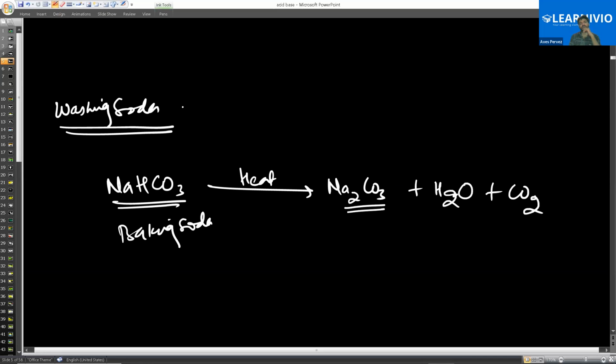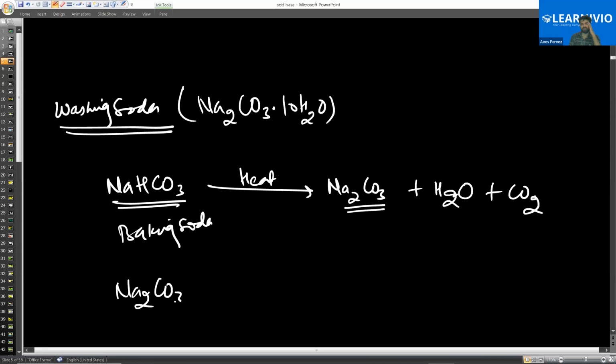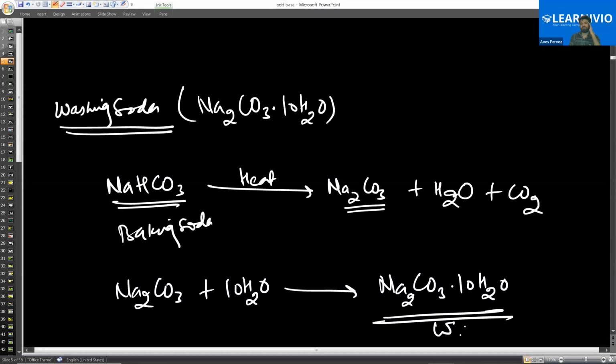Now this is not washing soda. Washing soda is actually Na2CO3·10H2O. So when you add 10 water molecules to it, then it will become Na2CO3·10H2O. This is washing soda. Understood? Yes or no? Yes. Okay. Next, copy this one.